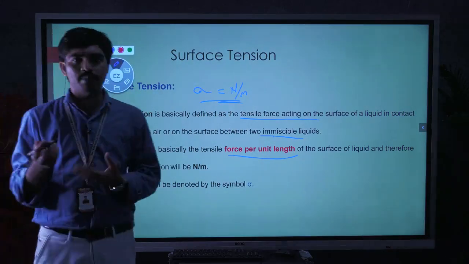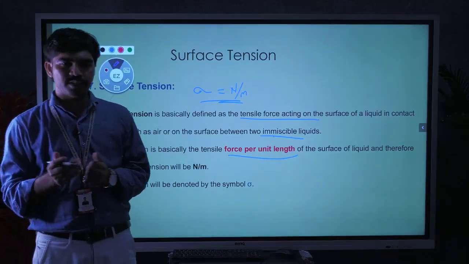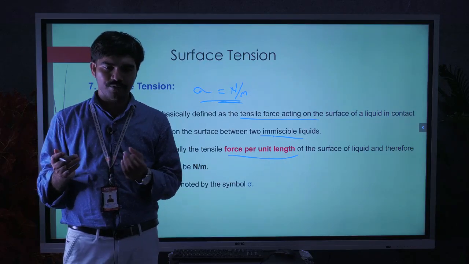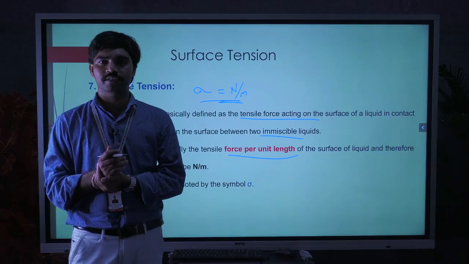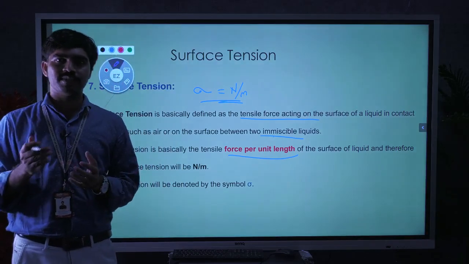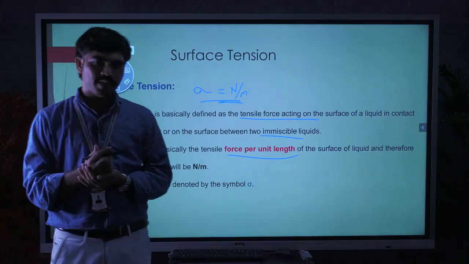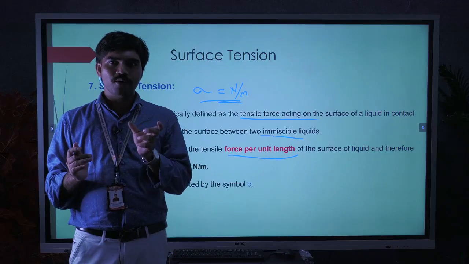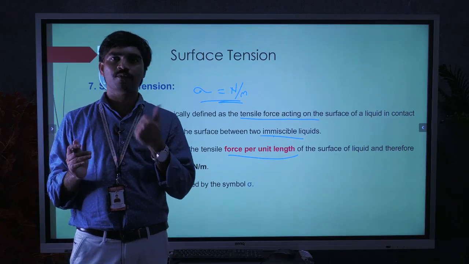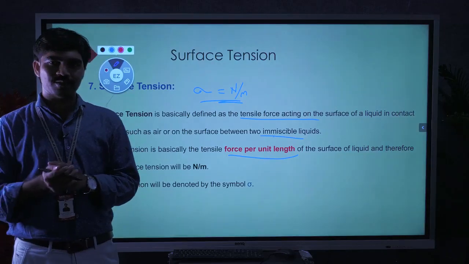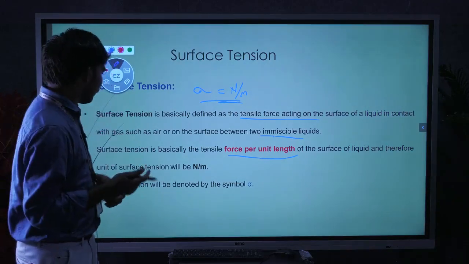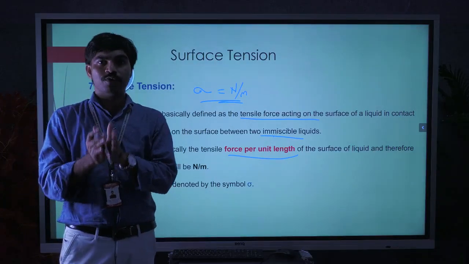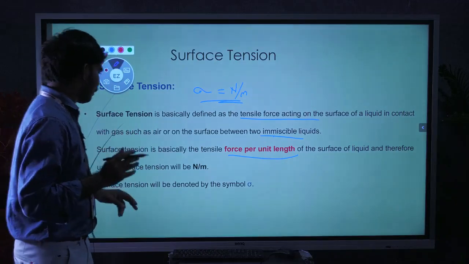So how is surface tension helpful? You may have wondered how insects walk on water, and how needles or blades float on water when you put them in. It is because of surface tension. Also, soap in toothpaste reduces the surface tension, which allows the toothpaste to flow in our mouth. That is one of the important applications of surface tension in our daily lives. Simply put, surface tension is the tensile force acting per unit length of the surface of the liquid.